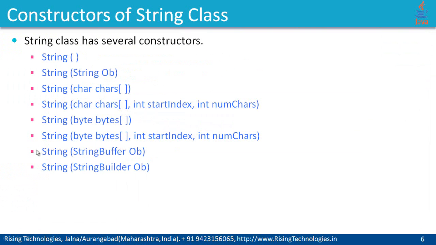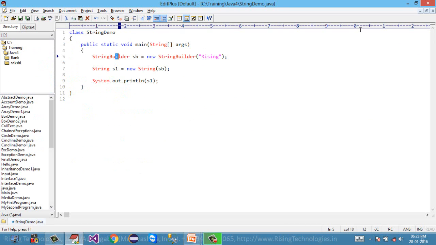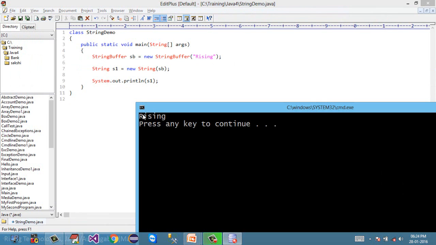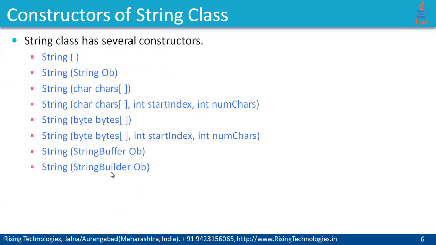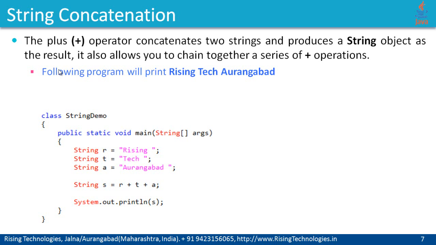Similarly, I can use this overloaded version that takes a string buffer as a parameter. So instead of this string builder, let me create an object of string buffer. And let's construct a string object by passing this string buffer as a parameter. So compile and run this. Now look at the output. It also has the same string. So there are several overloaded versions. In your practical examples, you can make use of any of this overloaded version of string class to create the string object. Now the next thing is string concatenation.